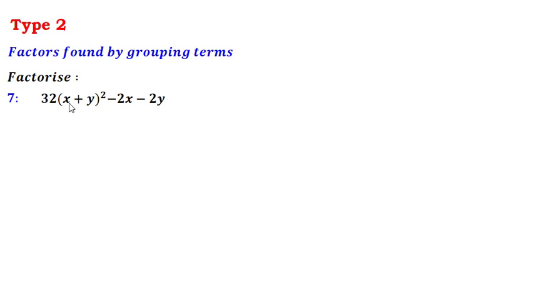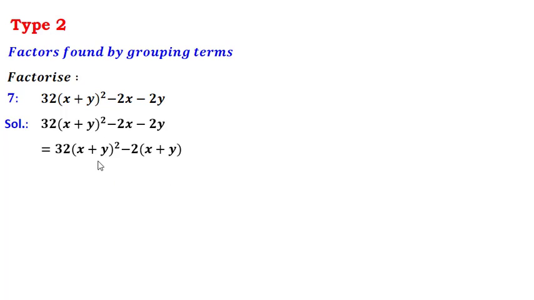Seventh question, 32(x plus y) the whole square minus 2x minus 2y. Now here (x plus y) the whole square is there, and if you observe carefully, if I take minus 2 common, here I get x plus y. So let us take 2 common, I get (x plus y) here, and (x plus y) square is here. So x plus y is common in both the terms. So let us take x plus y.